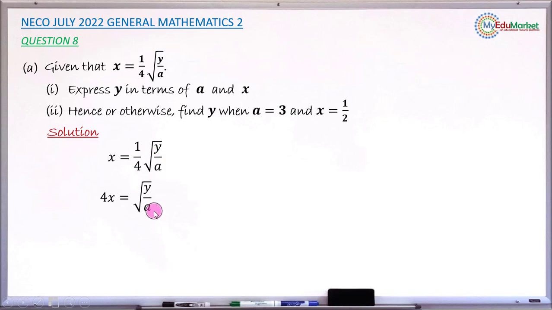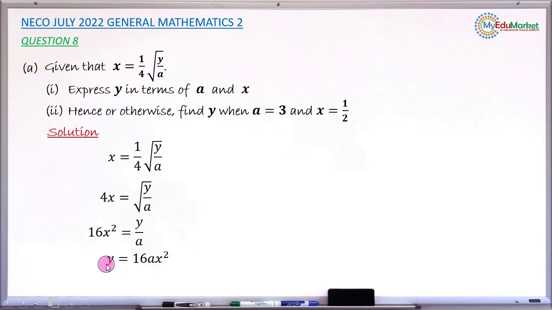So we continue. Next, in an attempt to get to y, you take power 2 on both sides. If that is done, (4x) squared will be 4 squared x squared, and 4 squared gives the answer 16, equals y over a. The power 2 that you have taken on the right will now clear the square root, so you just have y over a. Next is to cross multiply. y times 1 gives y, and 16x squared times a gives 16ax squared. So you have y equals 16ax squared.